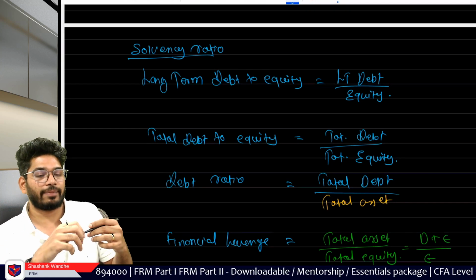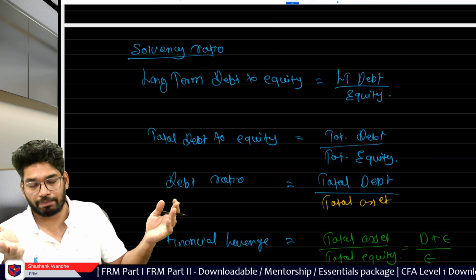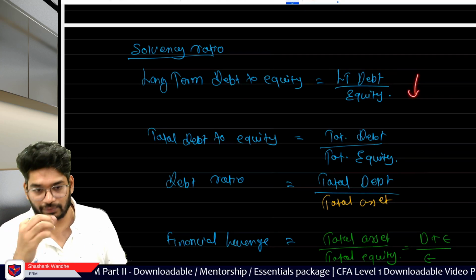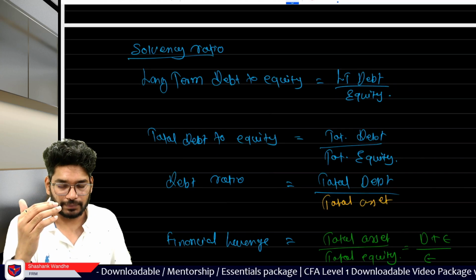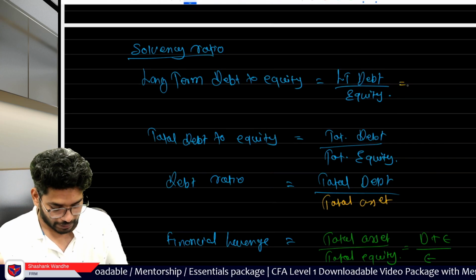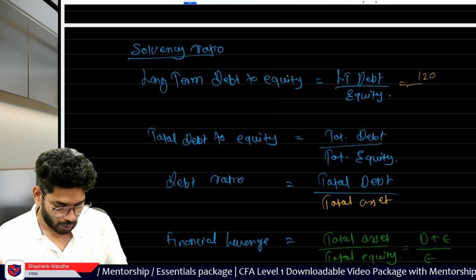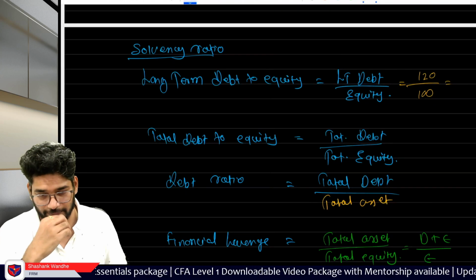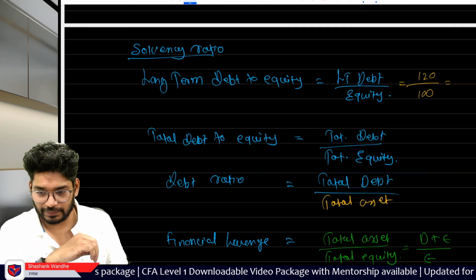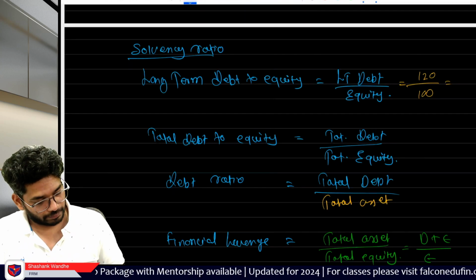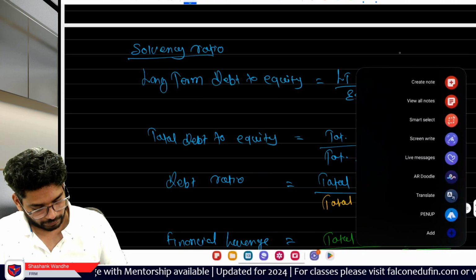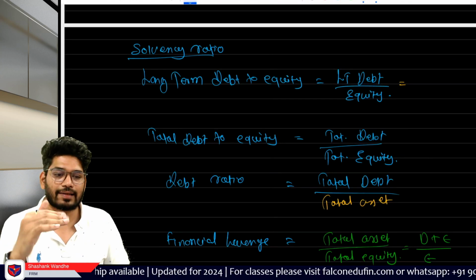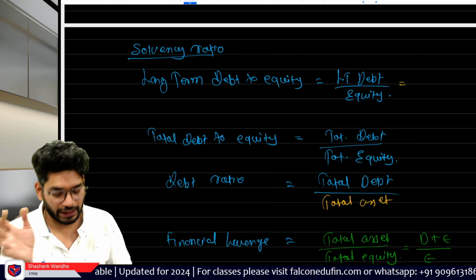We can't directly say lower the better, because ultimately you have to compare it with the peers, other companies, and the industry standard. But still, I'll give the example. Let's say the total debt is 120 and the equity is 100, so this is above 1. And if the reverse is true, like the debt is less than the equity, it is below 1. You still have to compare it with the industry only.